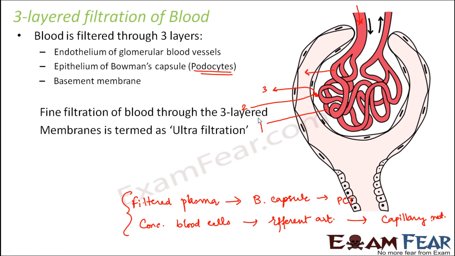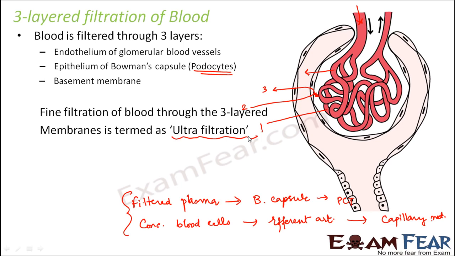Now this fine filtration of blood through the 3-layered membranes is known as ultrafiltration, because the filtration does not happen in one layer but it happens through 3 different layers. So this fine filtration is called ultrafiltration. So this is the first step. So at the end of the first step only, the blood gets filtered. So you are able to actually find out what are the waste products. So most of the waste products are present in the filtered plasma right now. However, the concentrated blood cells also might have some of the waste products. So we will now see how gradually the useful components will get reabsorbed.